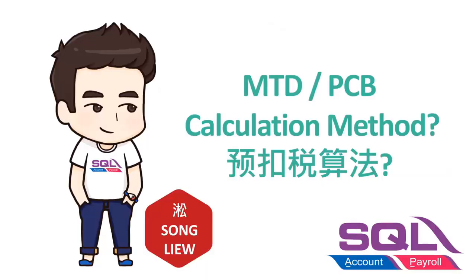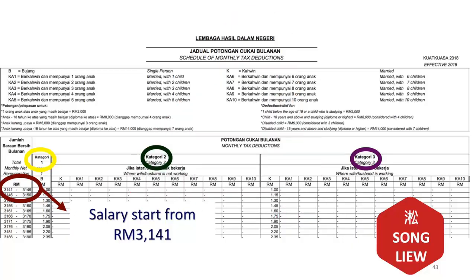So how many methods are there for you to submit your PCB? The first method is the manual way, where you find out what is the PCB table. Now this PCB table is the old one, which is the 2018 version, where the salary starts at 3141. But please take note, commencing 2019, this PCB table will change, no longer usable. So please ignore. I just want to show you what the PCB looks like in the table. And now it's near to end of January and this table is not released yet.